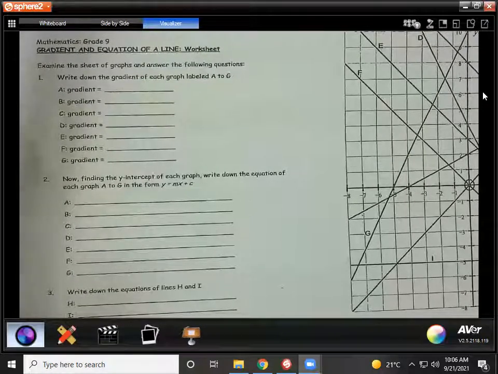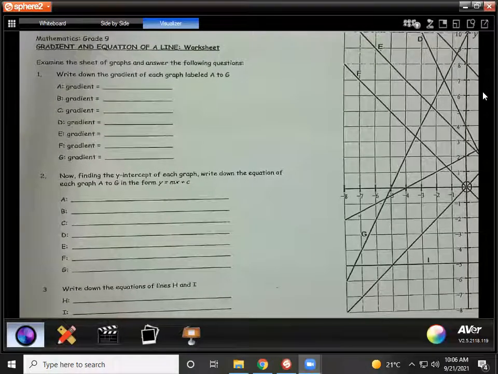Okay, guys, you're going to have to complete this worksheet for homework, but I just want to help you with the first few, just to give you an idea of how you're going to do these questions.